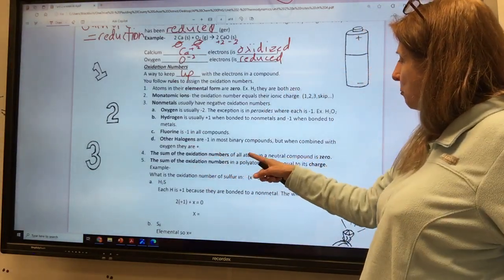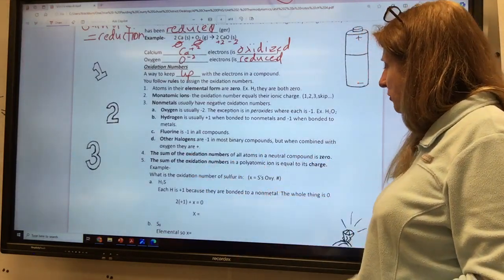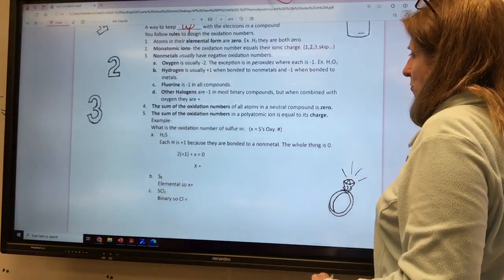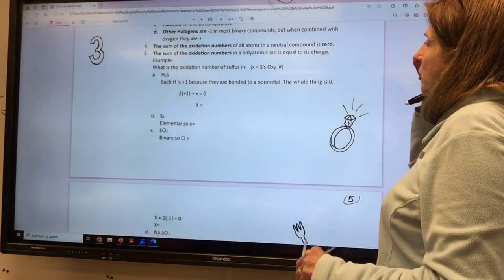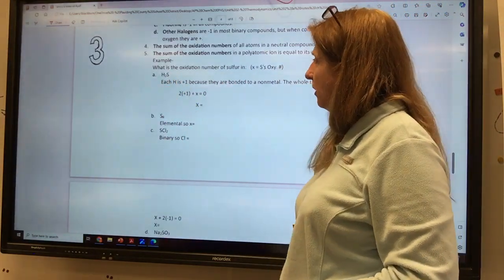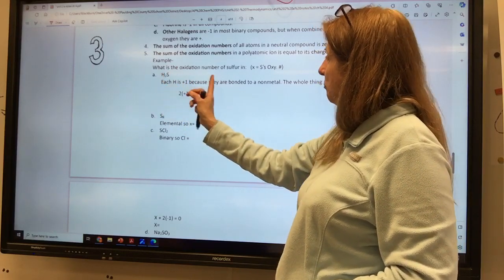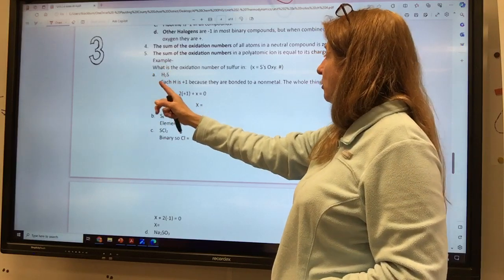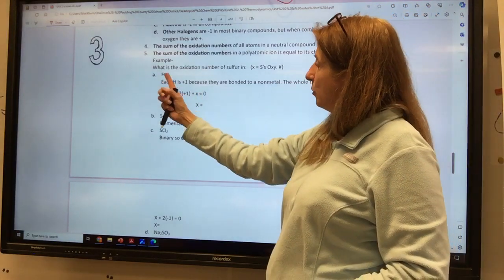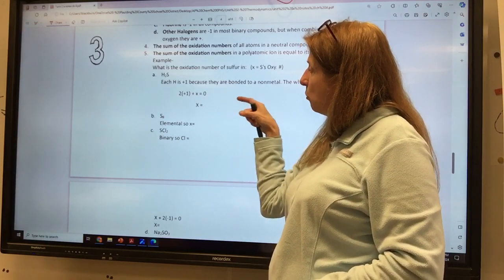The sum of the oxidation numbers of all the atoms is 0. Whew, at least the math is going to be easy. The sum of the oxidation numbers in polyatomic ions is equal to its charge. It'll make more sense when I show it to you. Okay, let's do some of them. Example, what is the oxidation number of sulfur in each of these compounds? Well, here's H2S. So H2 is +1 because it's a cation, it's first. It's bonded to a nonmetal, and the whole thing has to be 0. I have 2 of them. 2 times 1 is 2. My whole math has to equal 0. What does X equal?